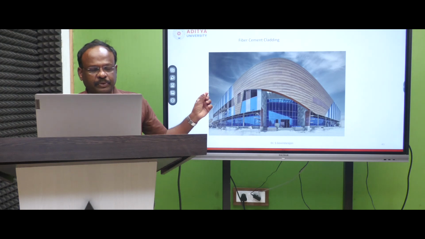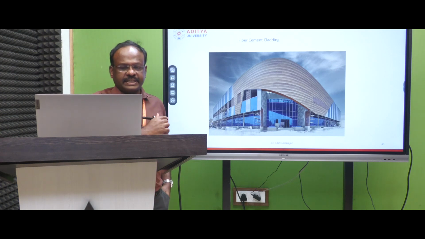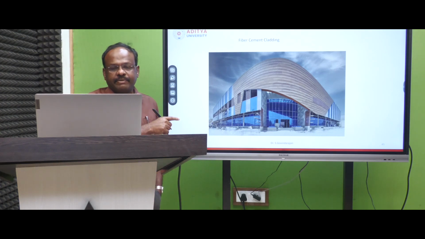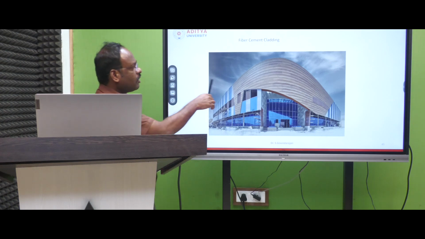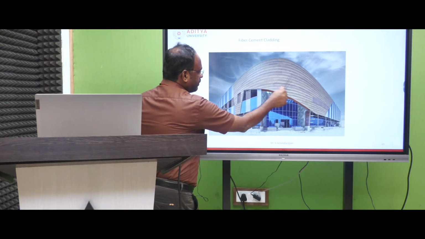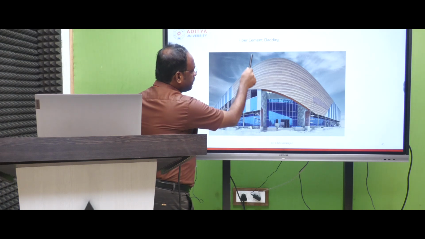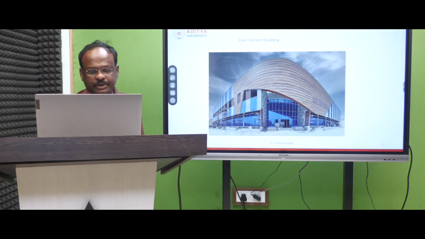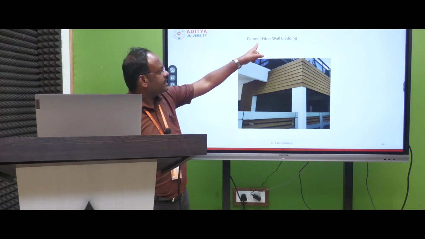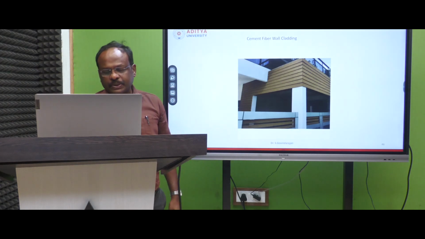I will show a few diagrams only, where the applications of fiber are used. For the first one, this structure is a hospital building in Dubai. Recently it was constructed. All the cladding here uses fiber cement. Everything in this cladding is fiber cement only. At the same time, the wall is also made as cement fiber wall cladding.